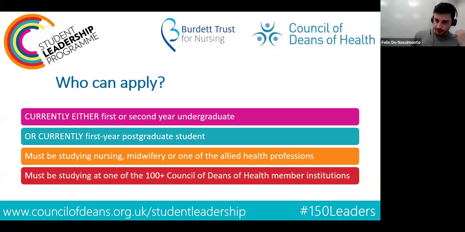So about the Council of Deans of Health member institutions, this is the majority of the universities across the UK, but it may be worth checking. We'll provide all the details, so you'll see if you'll be eligible. But basically, if you're studying nursing, any of the 4 fields, midwifery or allied health professions in the UK, there is a big chance you can apply to the program.